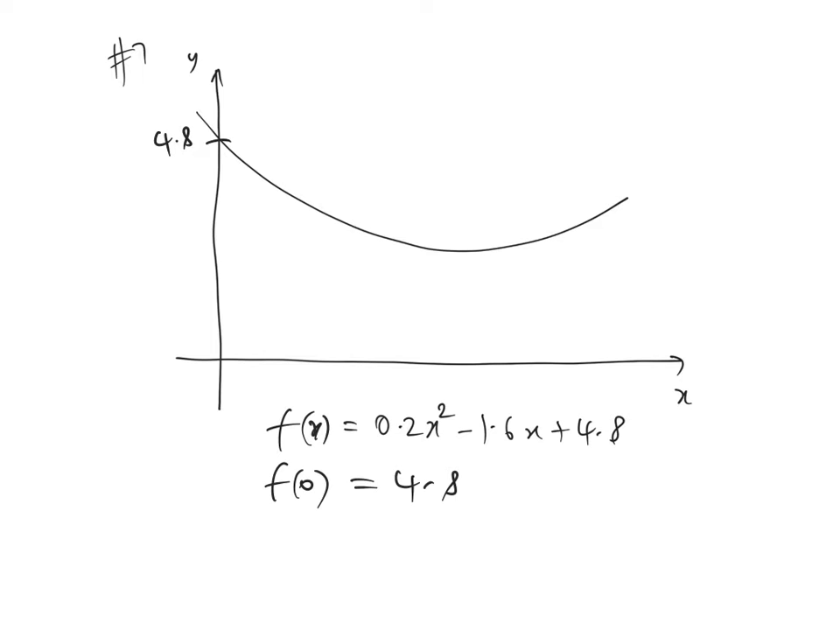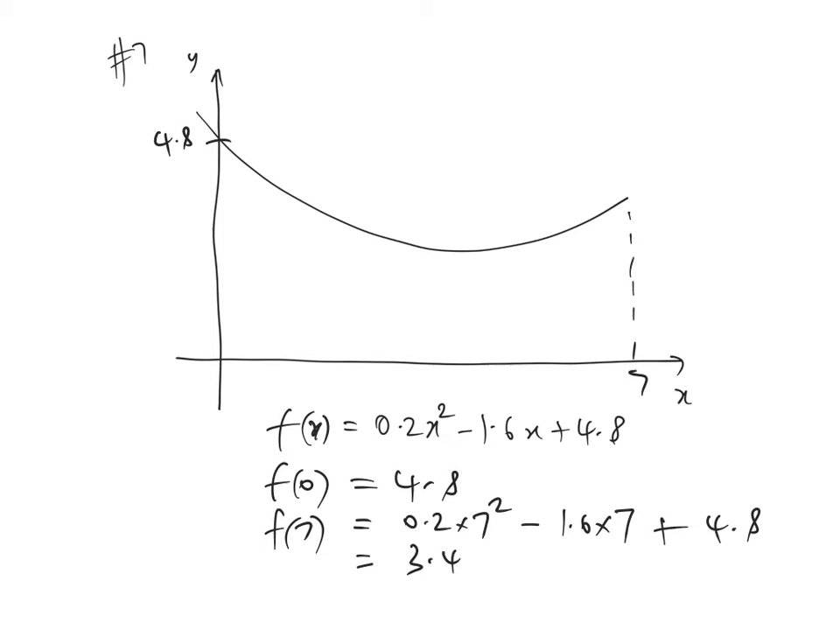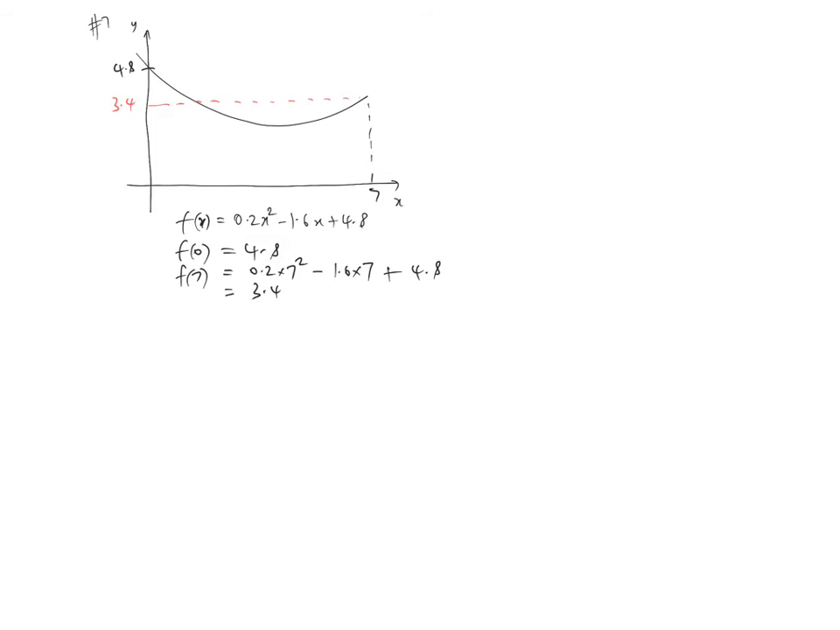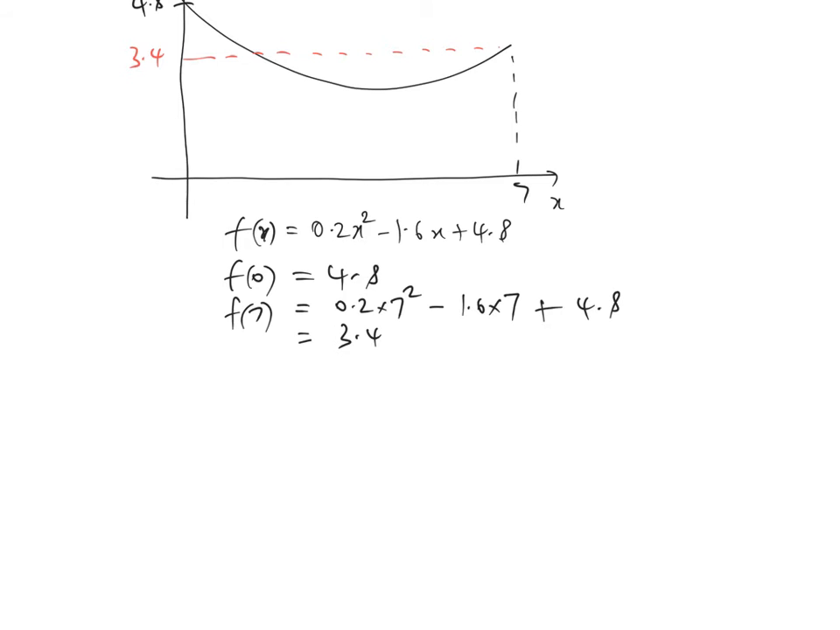If we substitute 7 into this, because we're told it's 7 meters apart, f(7) is equal to 0.2 times 7 squared minus 1.6 times 7 plus 4.8, which when you work all of that out is equal to 3.4. So if we change colour a little bit, we can see that this line across here is equal to 3.4. Well, let's carry on and differentiate this function, which is what it asks us to do.